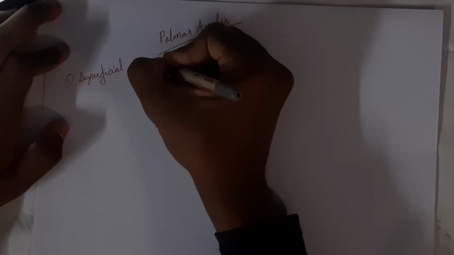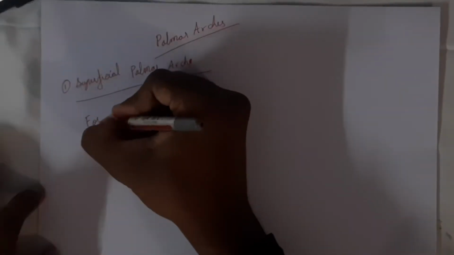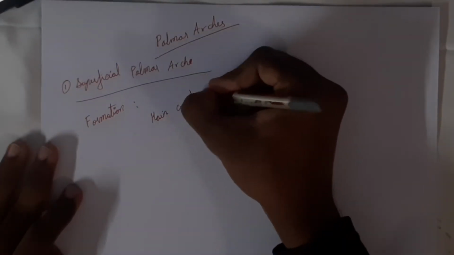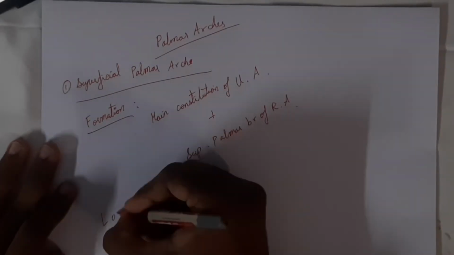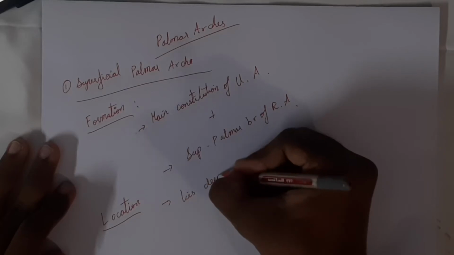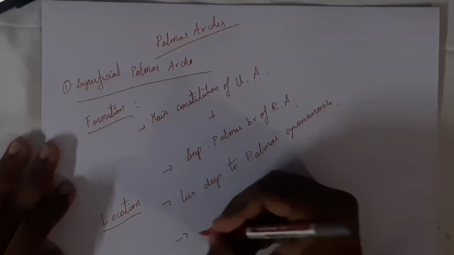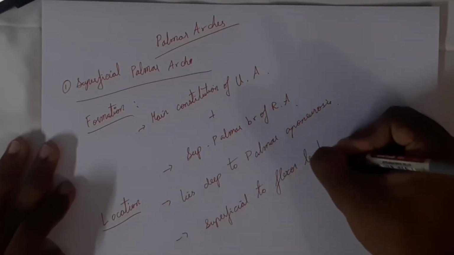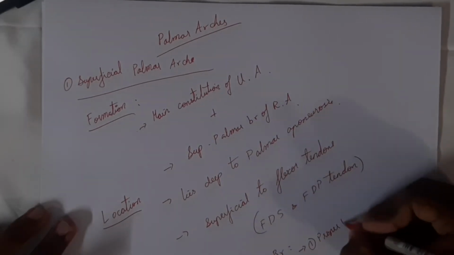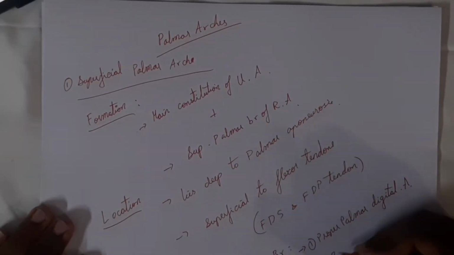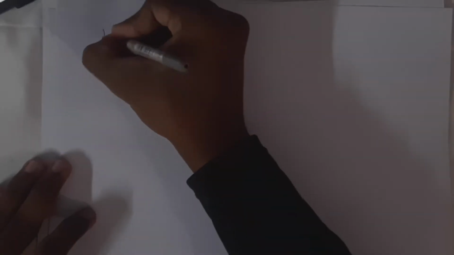And now to the palmar arches. The superficial palmar arch and deep palmar arch. First one we'll go with the superficial palmar arch. Formation is from the main contribution of ulnar artery and superficial palmar branch of radial artery, and the location will be lies superficial to the flexor tendons, the flexor digitorum superficialis and flexor digitorum profundus tendon, and branches are one proper palmar digital artery and three common palmar digital arteries.